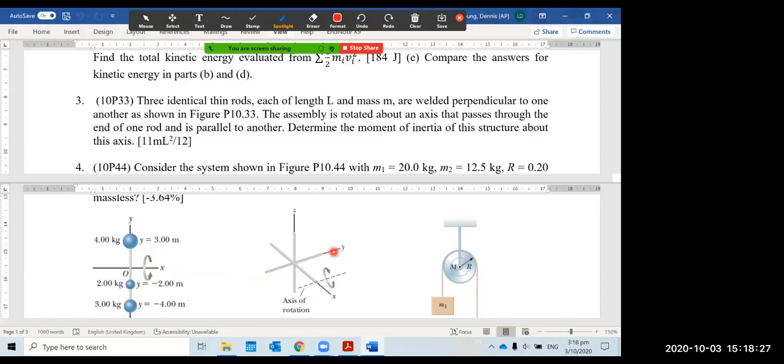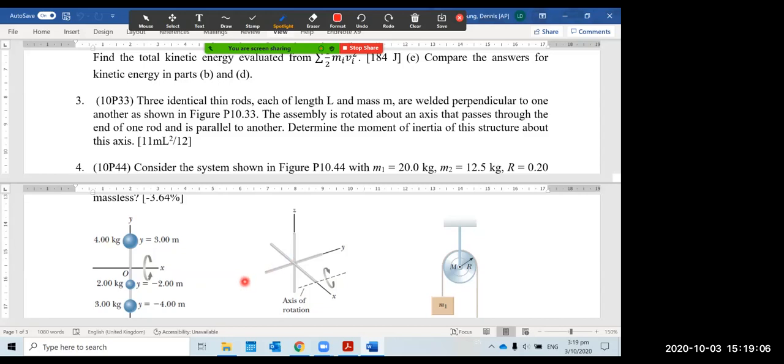If you consider rotation about the y-axis, things are actually quite straightforward. If the axis of rotation is the y-axis, it is passing through the center of mass for all the rods. Moment of inertia for the rod along the x direction, about the y-axis, according to the equation in the lecture notes, is ml squared over 12. Similarly, for the rod along the z-axis, the moment of inertia about the y-axis is ml squared over 12.